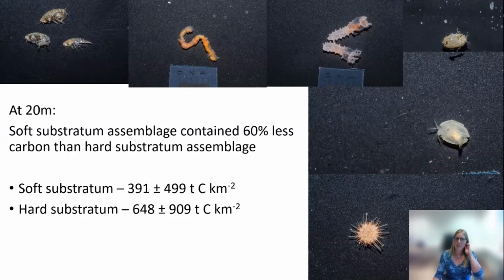Back in the lab, the animals were identified to lowest taxonomic units. Here are a few examples of the little critters. Clockwise from top left, you have the amphipods, then you have annelid worm, sea cucumber, isopods, chitons, and a sea urchin. Animals were also weighed and organic and inorganic mass measured.